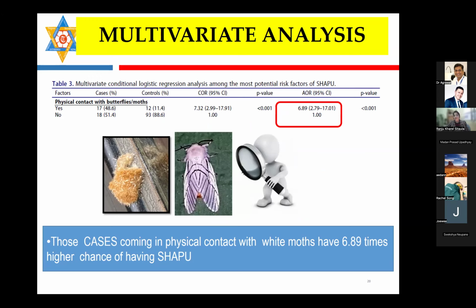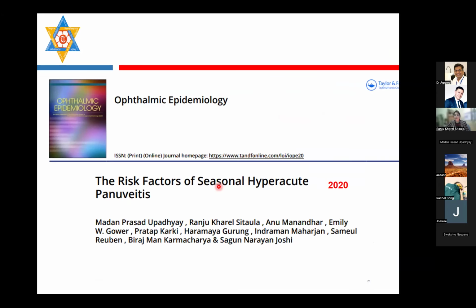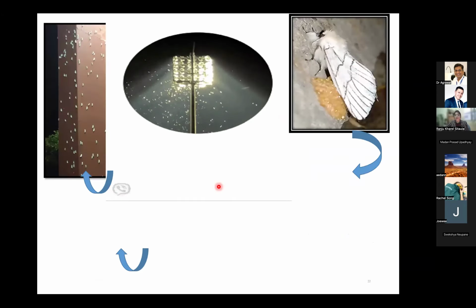So these are the moths that we are talking about. There is a difference between a moth and a butterfly. Butterflies are the ones which are beautiful in pattern, which come in daylight vision. The moths are the ones which come in night vision. So these are nocturnal. These white moths with black striations were the suspected culprit for the disease. This we got finally published in Ophthalmic Epidemiology.